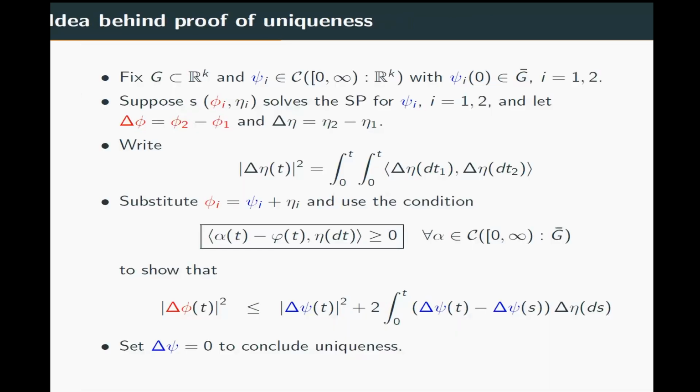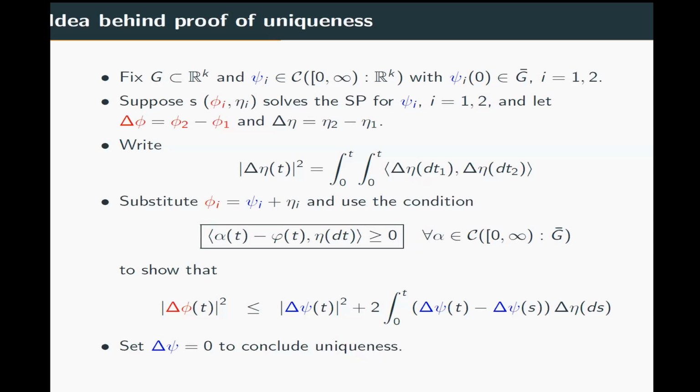Okay, so I don't want to go into the details, but how did Tanaka prove this? Again, you take two inputs, take two outputs, and then you can write your delta eta squared as a double integral in some way. Then you substitute your phi i, psi i, use the fact that this is what it means to be normal in the normal direction. Then you can show this inequality, that the outputs are less than the input differences plus some integral over the inner product. So it's some calculus estimates, using the normal reflection.